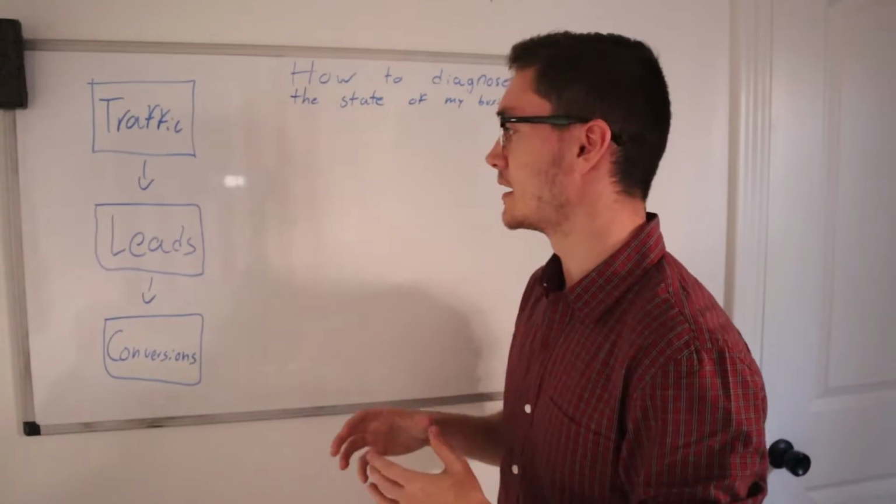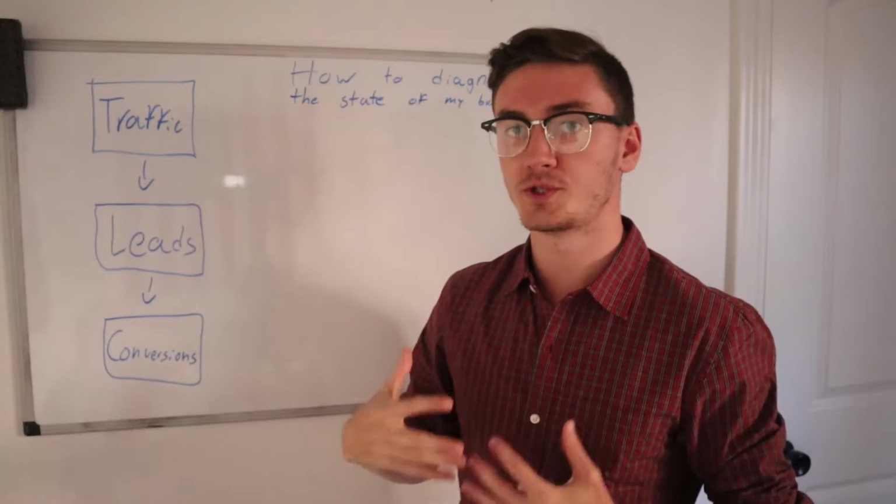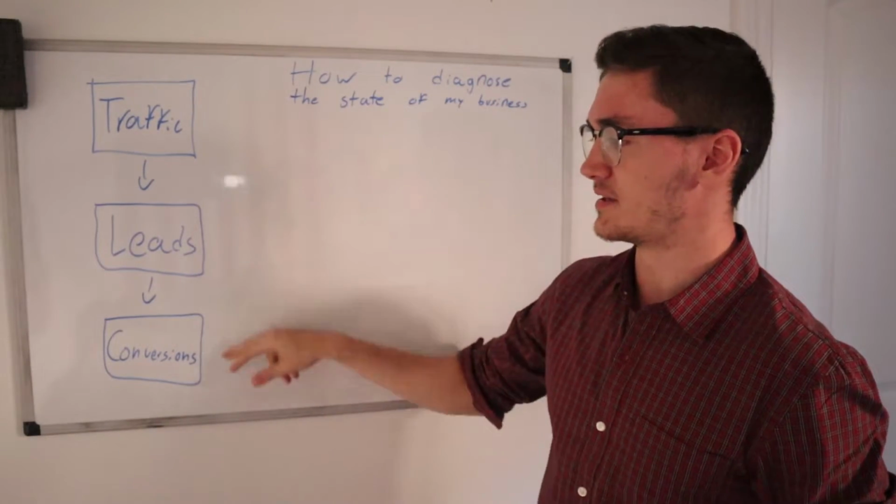Sorry, the dogs are barking. So we can control that traffic, right? Because that's ultimately what a lead is: controlled traffic, so that we can then turn them into conversions.